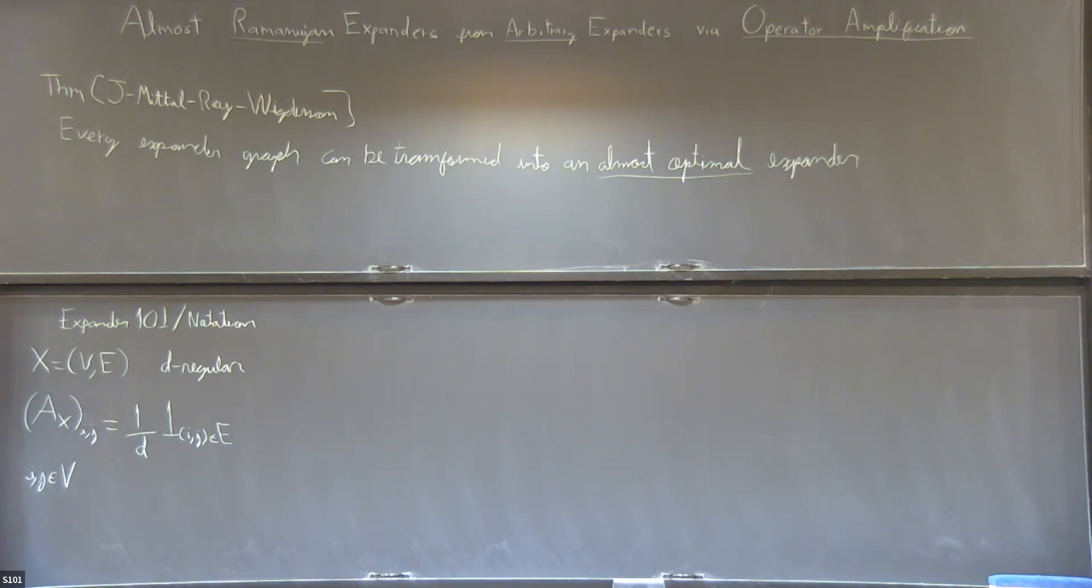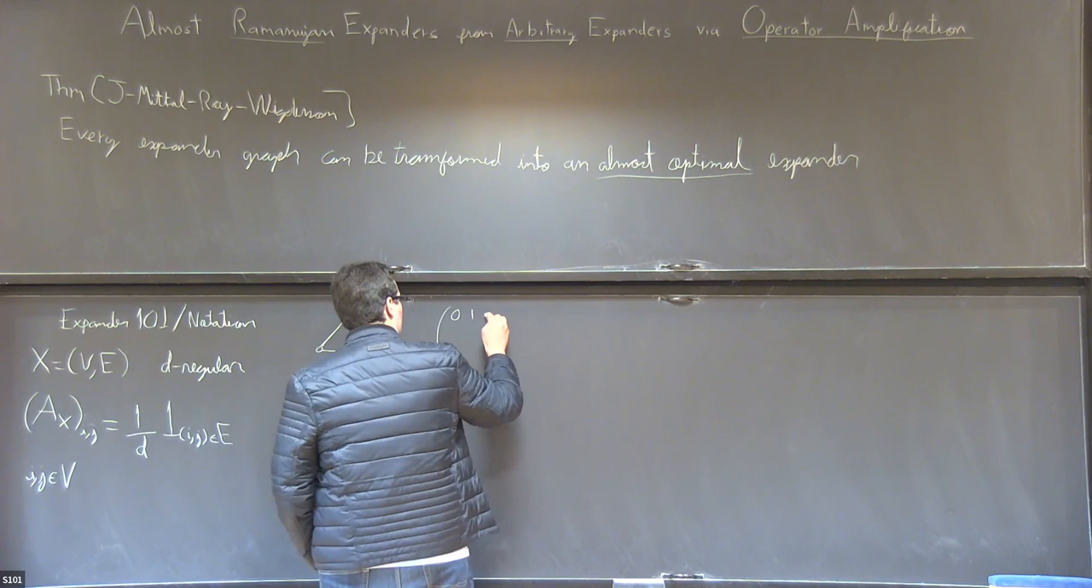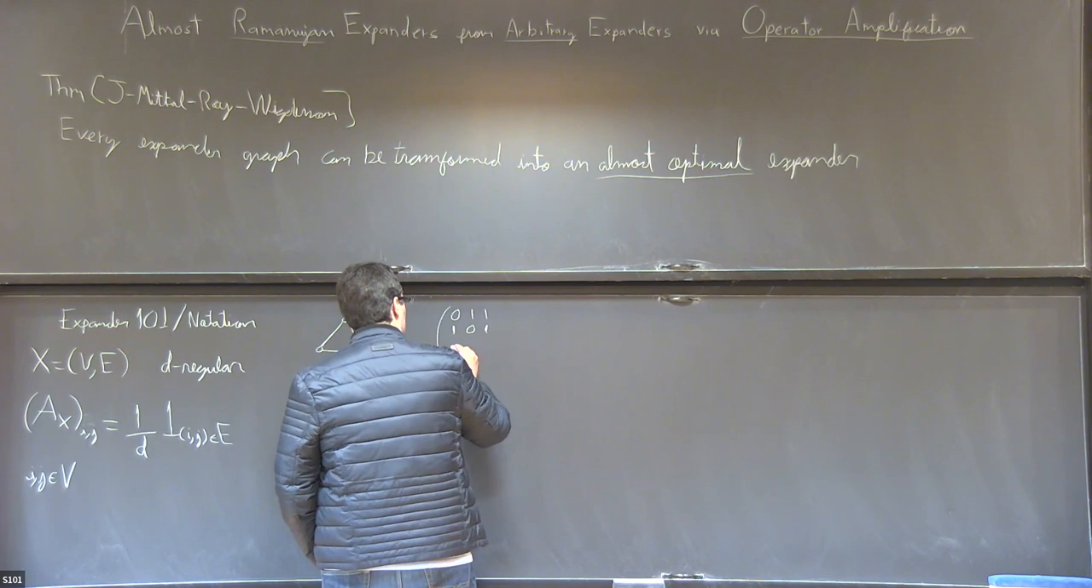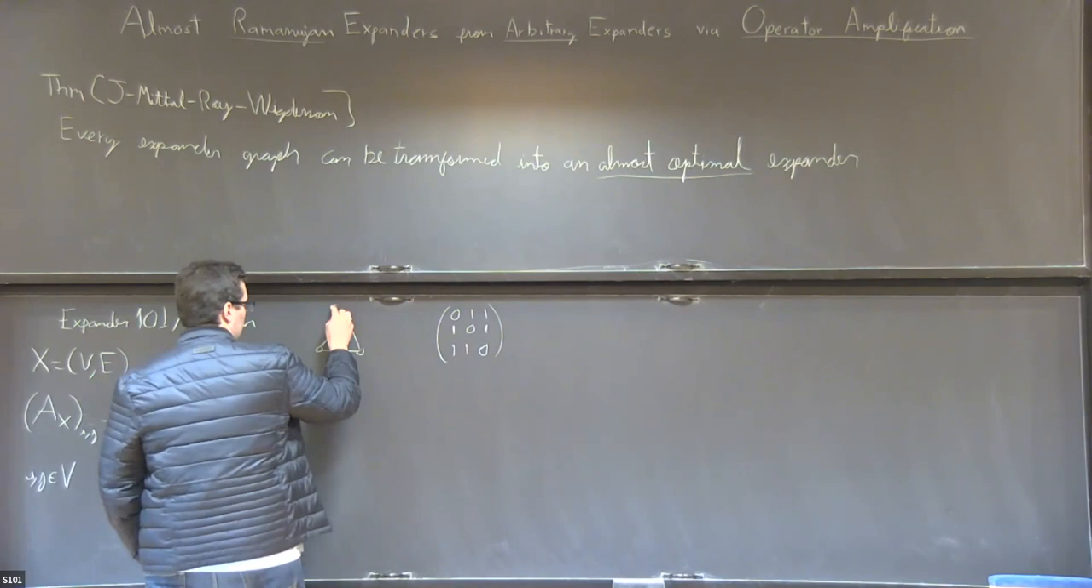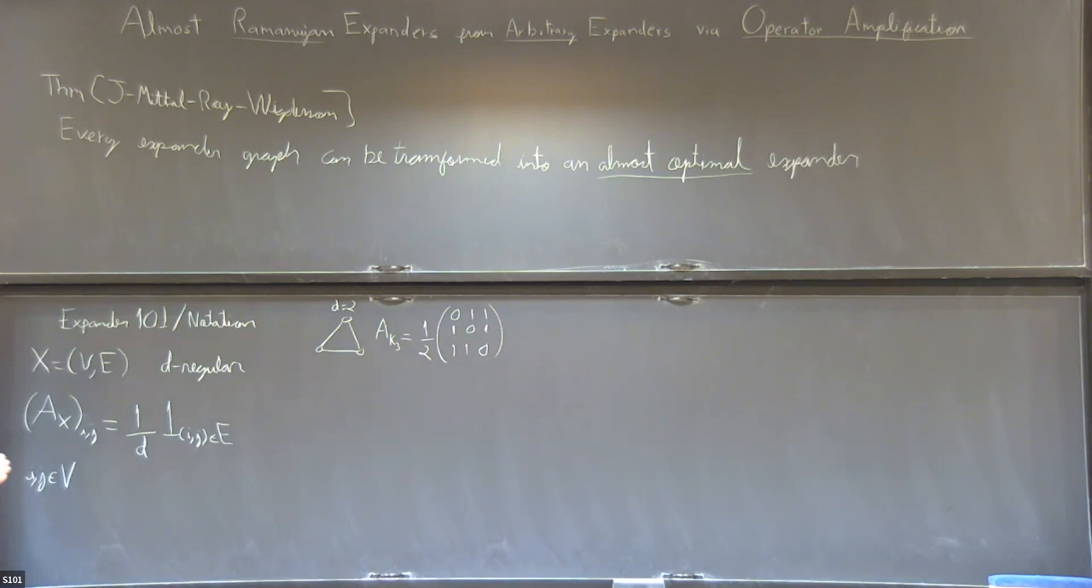To give a very small example, take the triangle, right? In a triangle, you're going to have a matrix like this. The vertex is not connected to itself, but it's connected to the two other vertices in the graph. And since you're normalizing, you need to normalize by the degree. The degree in this example is 2, so we have entries of 1/2. That's the normalized adjacency matrix of K3, the triangle here. Okay, very good.